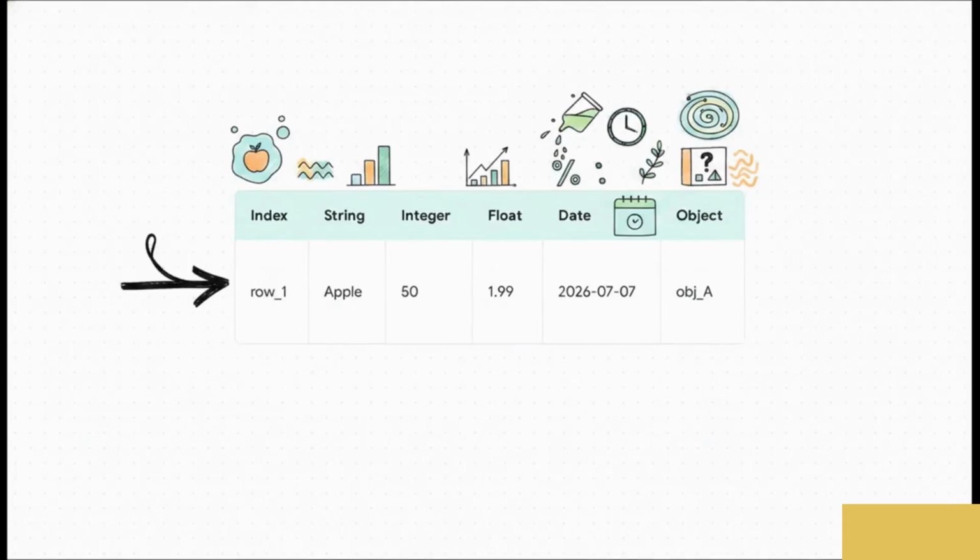And this brilliantly illustrates exactly what we mean. Look at this tabular structure. We have our shared index on the left. Here it's labeled as row_1, but look across the columns. We've got a string holding apple, an integer of 50, a float of 1.99, a specific calendar date, and even a completely arbitrary Python object. Every single column in our data frame can comfortably hold a completely different data type. Remember how plain NumPy arrays force you into just one data type? The data frame completely removes that restriction.